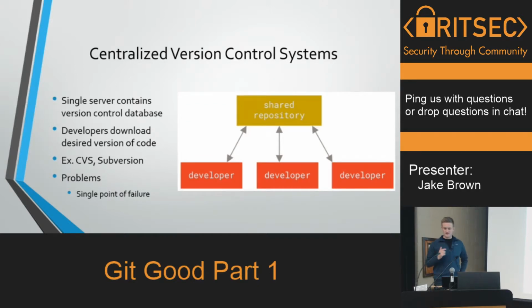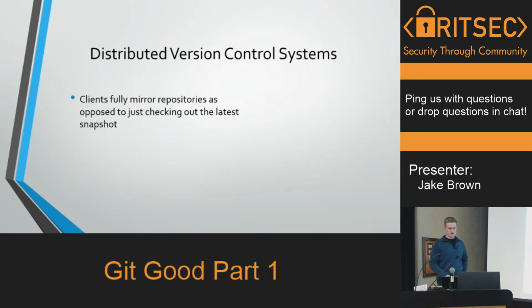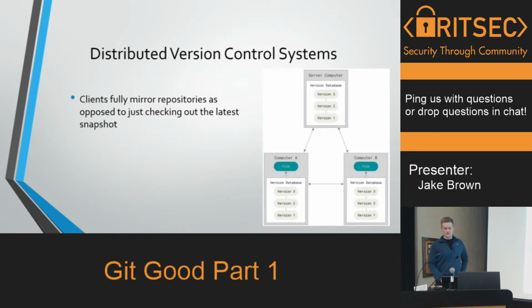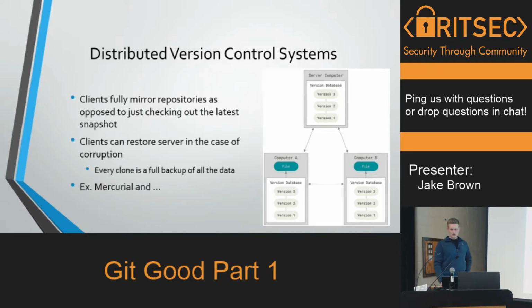So to solve this, developers switched yet again to distributed version control systems. They add the ability for every developer to download the entire version control database with the version of code they want to work on. Now if the server goes down, any client can restore it because it mirrors exactly what was stored on the server. If you've heard of Mercurial, this is an example of distributed version control systems. And, drumroll please, another one, Git.